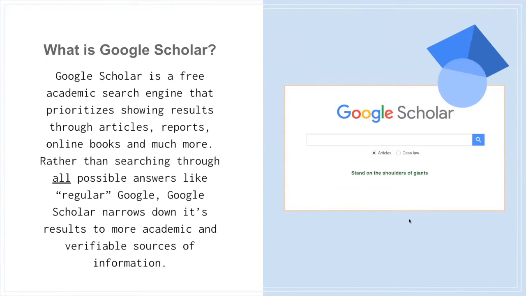Rather than searching through all possible answers like the regular Google, Google Scholar narrows down its results to more academic and verifiable sources of information. This screenshot on the right of the screen is what Google Scholar looks like when you first open it up. I will also be demonstrating this in a live demonstration, and you will be able to see many of the images that you see on the screen on my own screen.